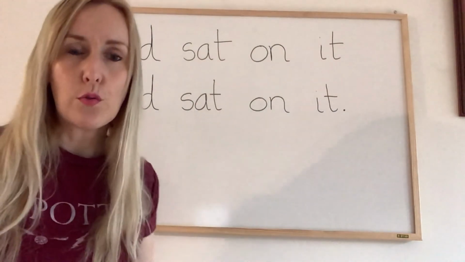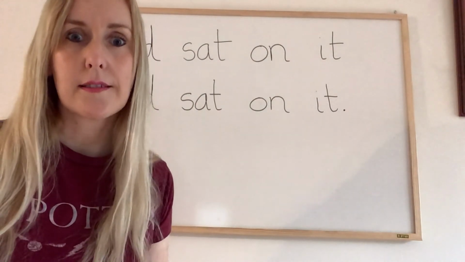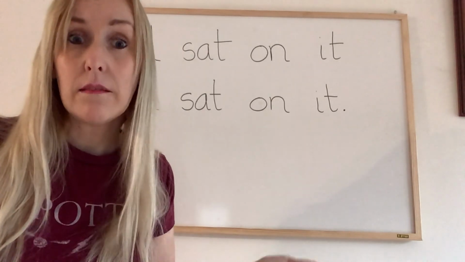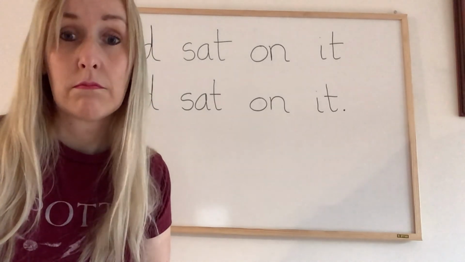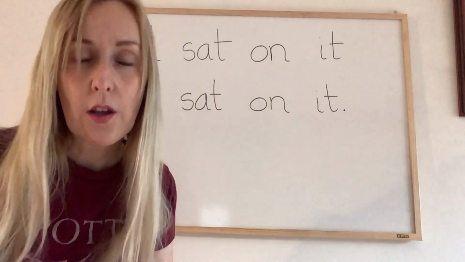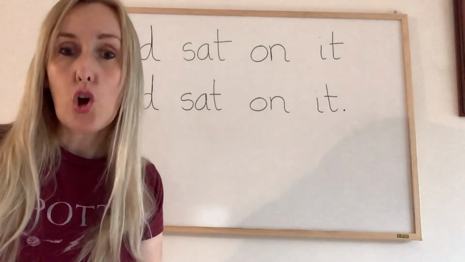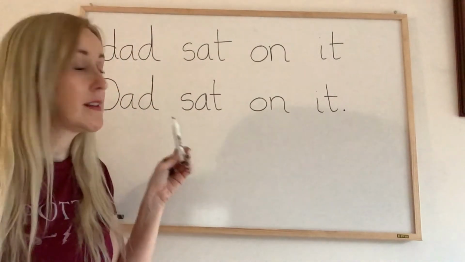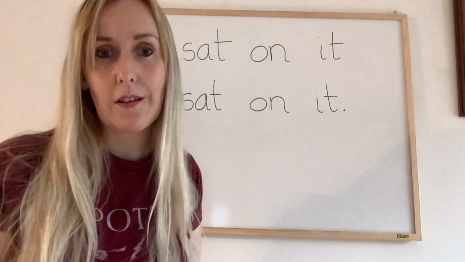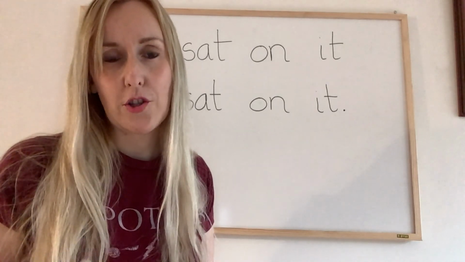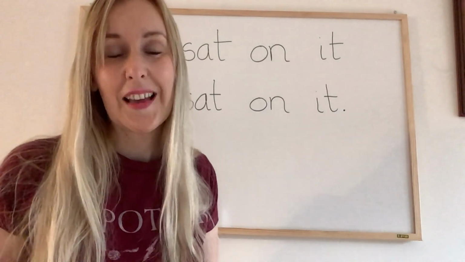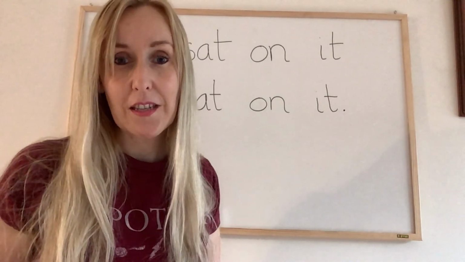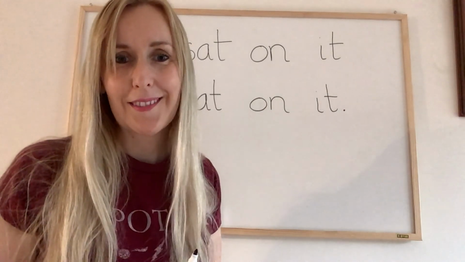Now, I don't know what Dad has sat on. Could be anything. Could it be a pin? Could it be a chair? Could it be a whoopee cushion? Could it be a toy? I don't know. So what I want you to do, once you've written Dad sat on it in your jotter, is I want you to draw a picture of a dad sitting on something. If you can post it to Seesaw, I'll give you some feedback. Have fun.